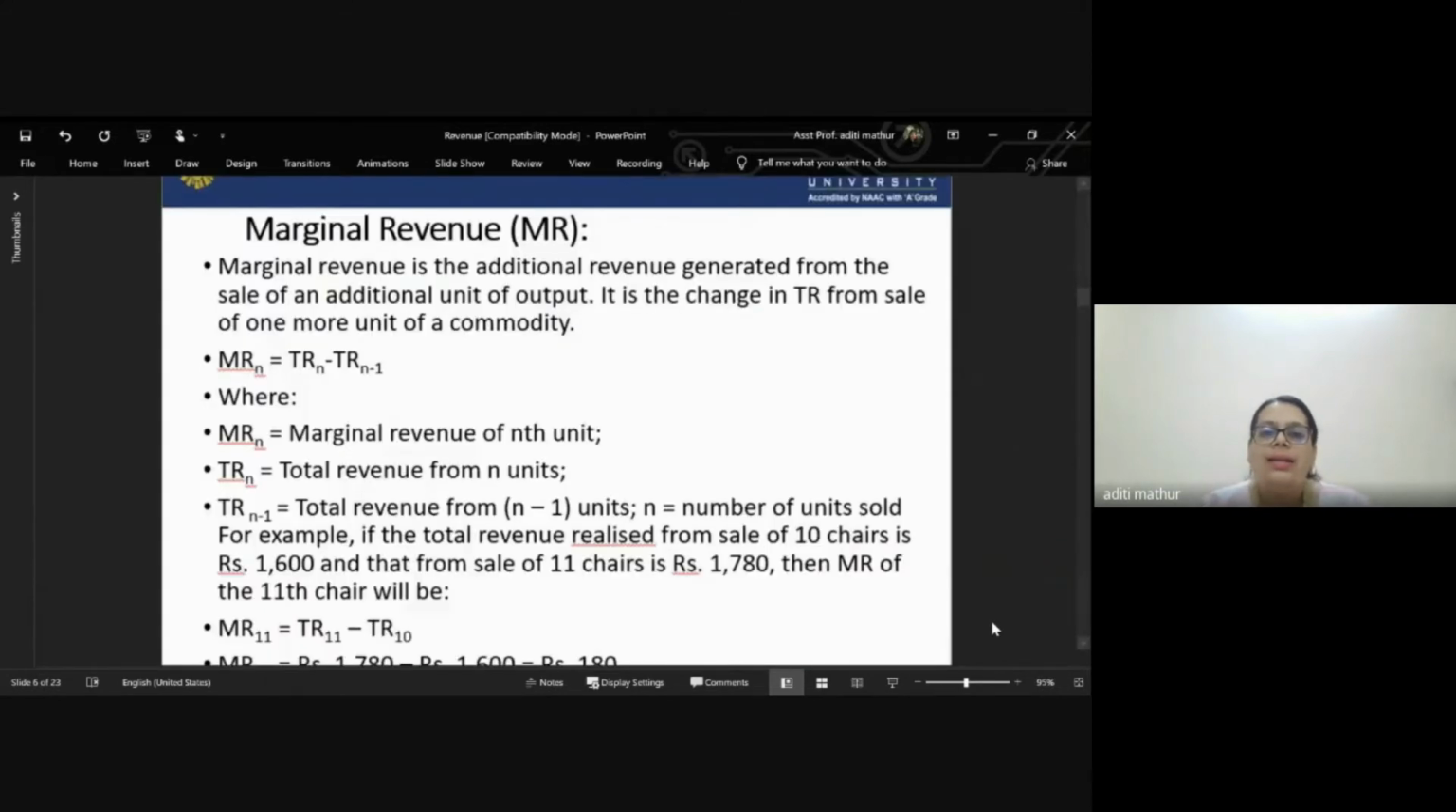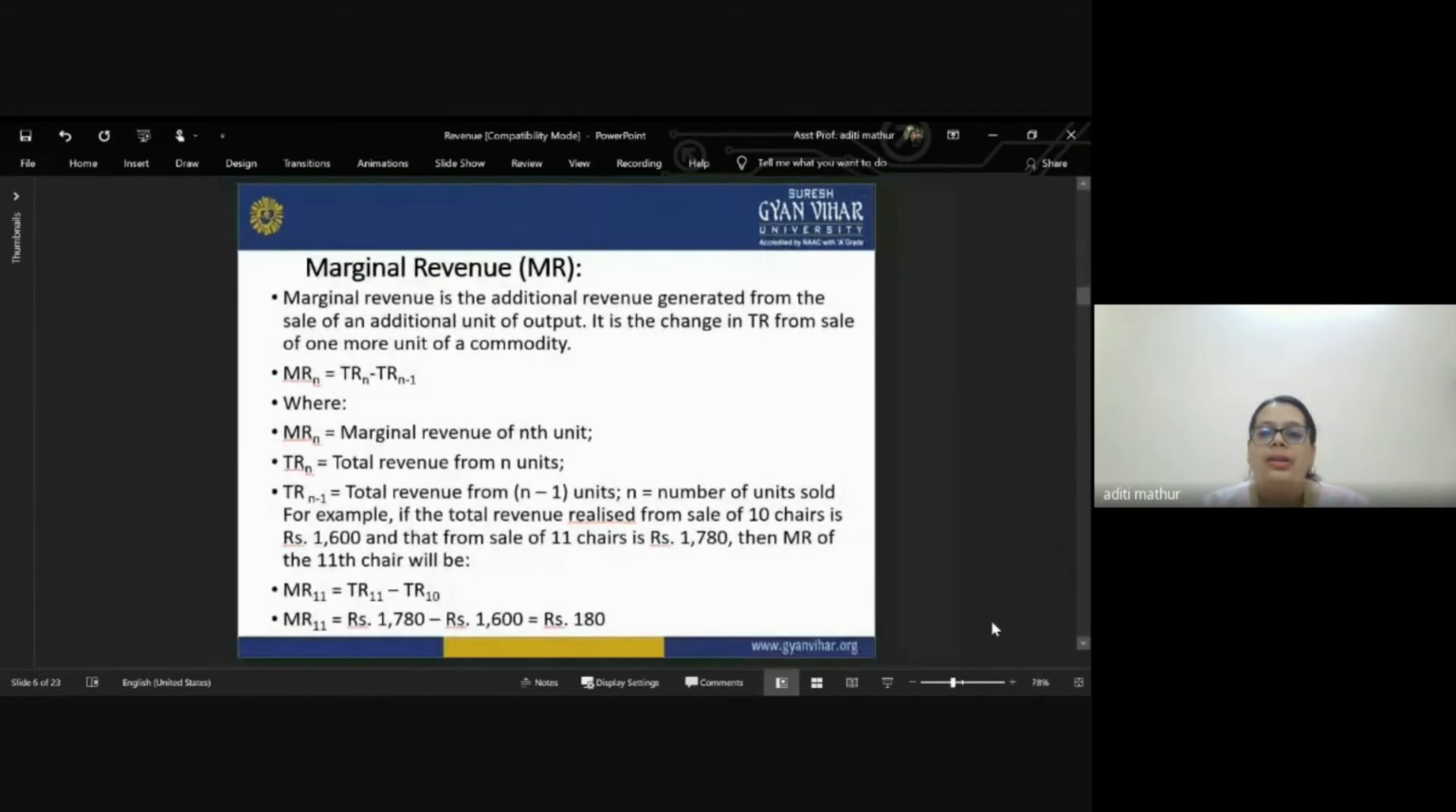Now let us understand our marginal revenue, that is MR. The word marginal itself always denotes the additional. So that is why MR or the marginal revenue is the additional revenue generated from the sales of an additional unit of output. It is the change in the TR from the sales of one more unit of the commodity.